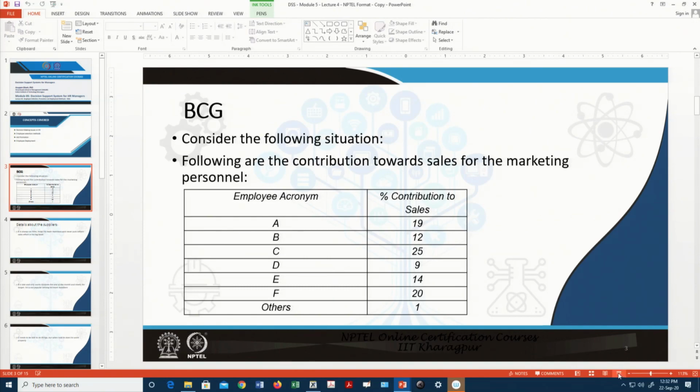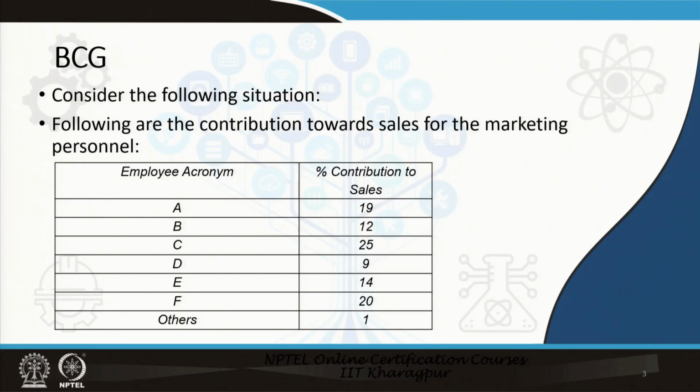So, this is a problem. Consider the following situation. Following are the contributions towards sales for the marketing personnel. An organization has 6 employees, and this is their percentage contribution to the sales. These employees are the maximum contributors to sales.